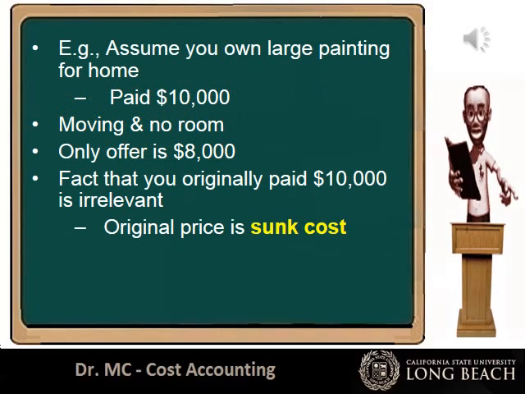For example, assume that you own a large painting that originally cost you $10,000. You are now moving, and the painting will not fit in your new home. One of your alternatives is to sell the painting for $8,000. In evaluating this alternative, the fact that you originally paid $10,000 for the painting is not relevant. This is a sunk cost. You don't cry over spilt milk. You try to make the best choice now available to you, and that may involve selling the painting for $8,000.